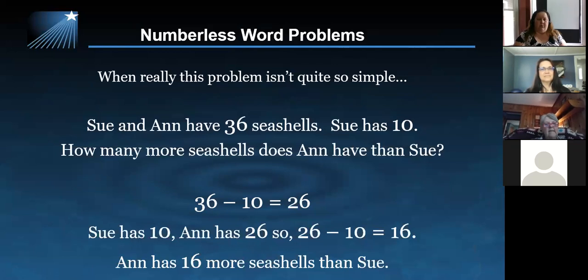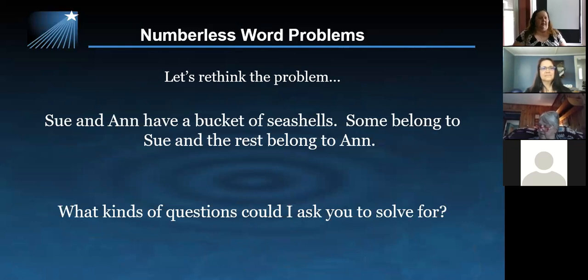So to make this a numberless word problem, we're going to step back from the problem and start again. Let's rethink about it. Sue and Anne have a bucket of seashells. Some belong to Sue and the rest belong to Anne. So we first might start talking about this with students and ask them what kind of questions could I answer? I could answer things like, who has more? How many does each of them have? Maybe how many more does one have than the other? We could maybe have questions about what kind of seashells, right? There's lots of different questions that we could solve for in this type of problem.